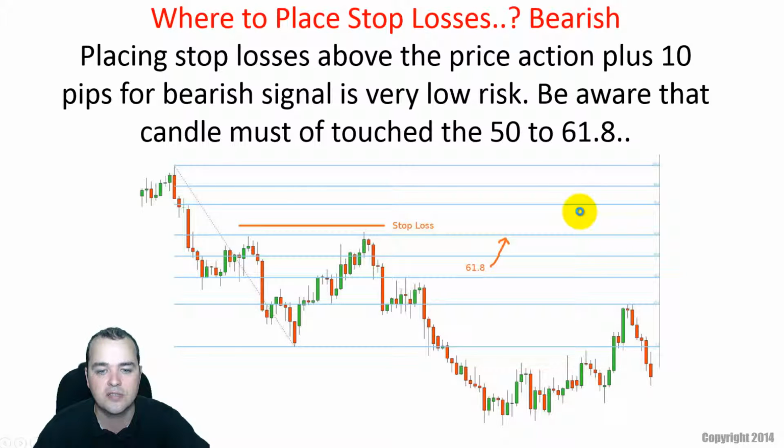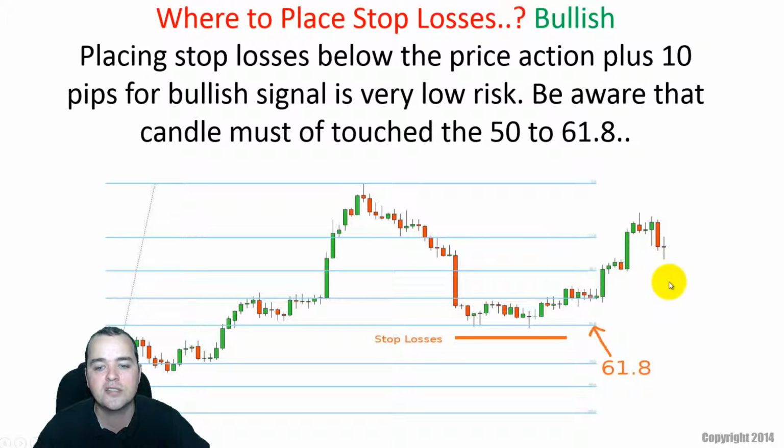Alright, so let's go into another example. Where to place stop losses. Now this is a bullish example. Price has confirmed it's an uptrend, right? So placing stop losses below the price action plus 10 pips for a bullish signal is very low risk. Be aware that the candle must have touched the 50 to 61.8, of course, once again.